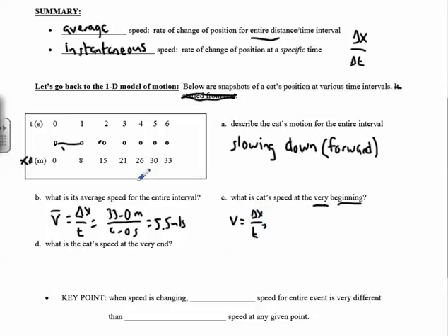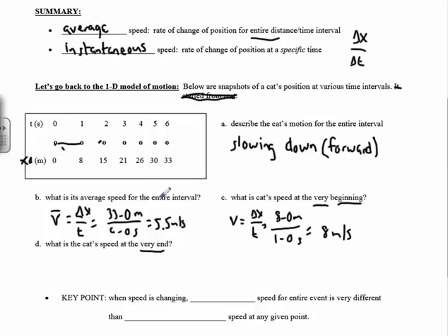So our position change is from 0 to 8, and the time interval is the first time interval, so 1 minus 0 seconds, and this is 8 meters per second. So that makes sense in the context of what we said before. We're slowing down. So if our average was 5.5 meters per second, it would make sense at the beginning we're going faster than the average, and indeed we are. And then we should expect the opposite at the very end.